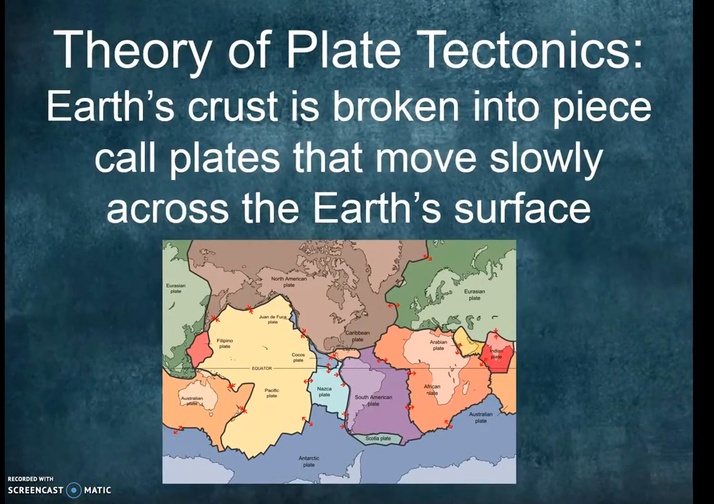So first, the most important thing about this unit is plate tectonics. This whole unit is about the theory of plate tectonics. The theory of plate tectonics states that the Earth's crust is broken into pieces called plates that move slowly across the Earth's surface. In this picture, you can see the little red arrows show what direction all of these different plates are moving in.